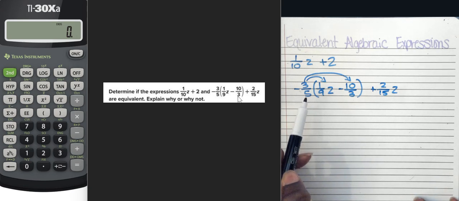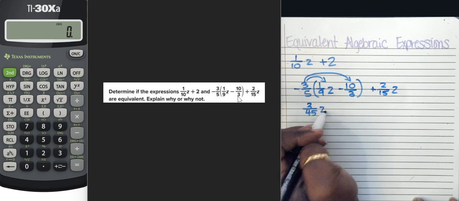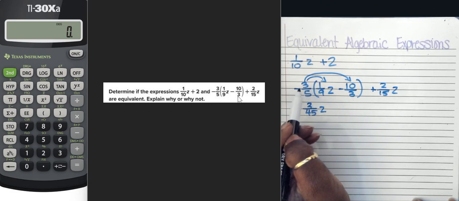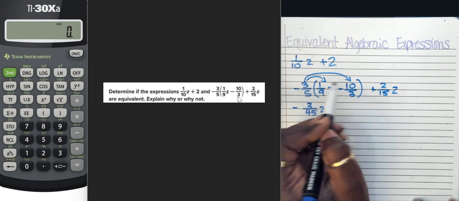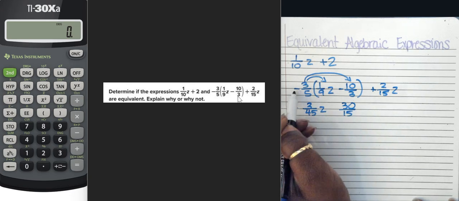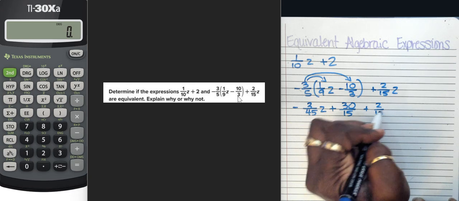All right. So the first thing that we're going to do is multiply 3 times 1, because we're multiplying fractions. Remember, with fractions you just multiply across. 3 times 1 is 3. 5 times 9 is 45. And this is z. Then we have a negative and a positive, so this is going to become a negative. And then here we have 3/5 times 10/3, so 3 times 10, that's 30. 5 times 3 is 15. We have a negative times a negative, that gives us a positive. And then we're going to add in our 2/15 z.